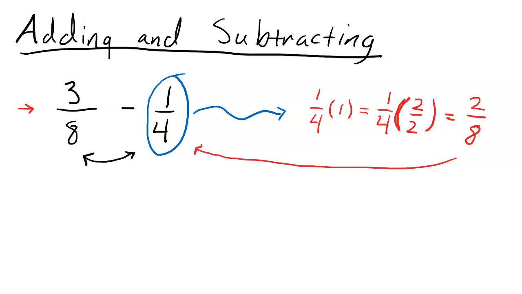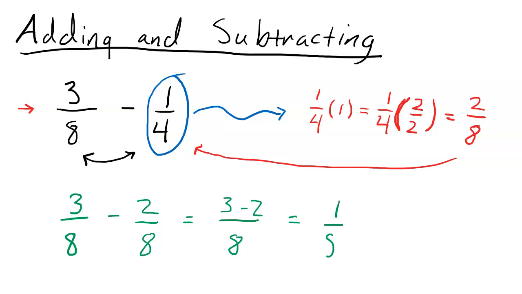And in fact, that's exactly how you do this problem. So you do 3/8 minus 2/8, and that's going to give us 3 minus 2 over 8, which is equal to 1/8. And that is our answer. So when adding and subtracting fractions, you have to make sure that you get a common denominator first. Then you go ahead and subtract or add the numerators, and then you get your answer.